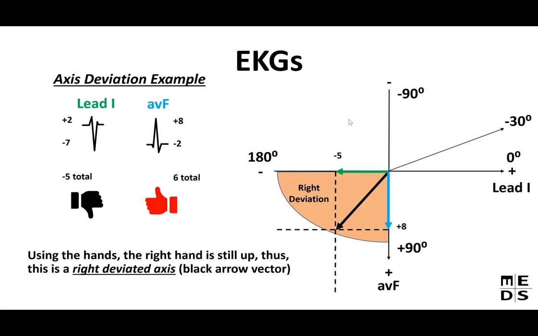And as you go through it, whichever hand is still up, that's what it's going to be called. So if your left hand's still up, it's left deviated. If your right hand's still up, then it's right deviated. I know I'm beating this to death, but this is a very easy thing to do if you just know the hands method.